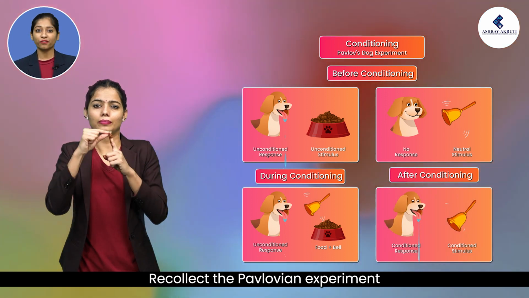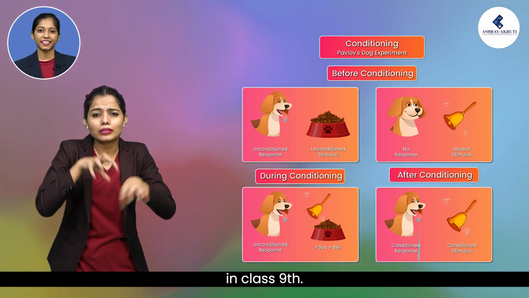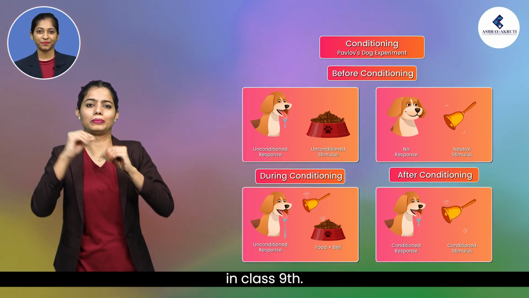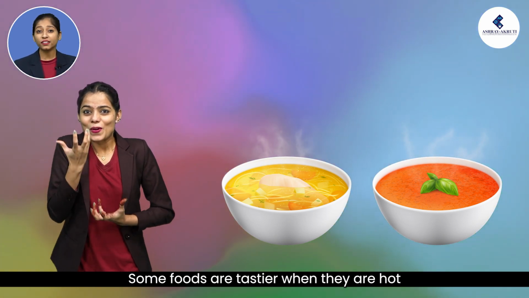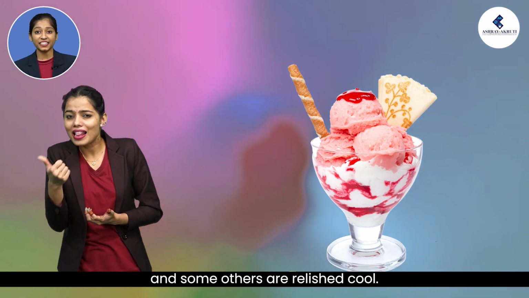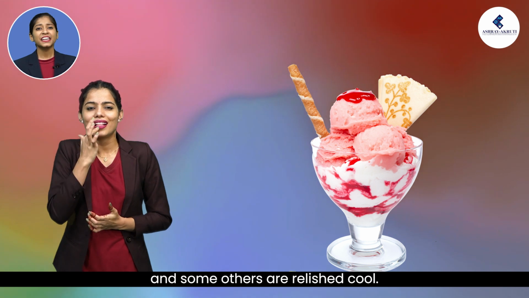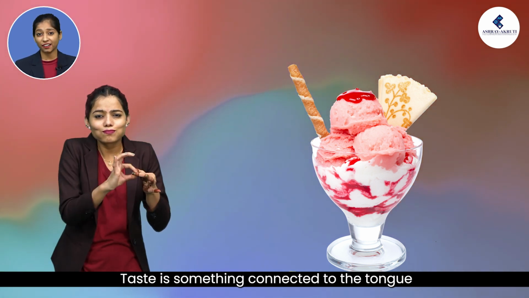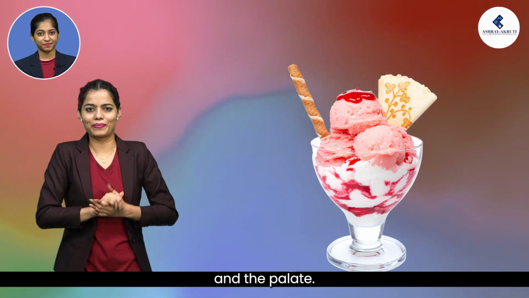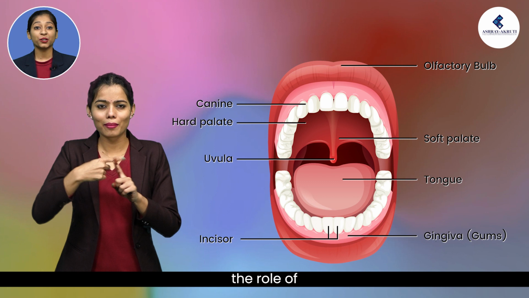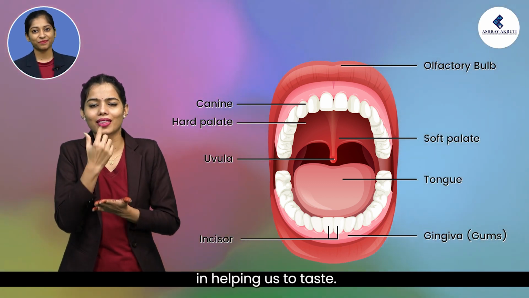Recollect the Pavlovian experiment in the chapter Animal Behavior in class 9th. Some foods are tastier when they are hot and some others are relished cool. Taste is something connected to the tongue and the palate. Let us know about the role of different parts of the mouth in helping us to taste.